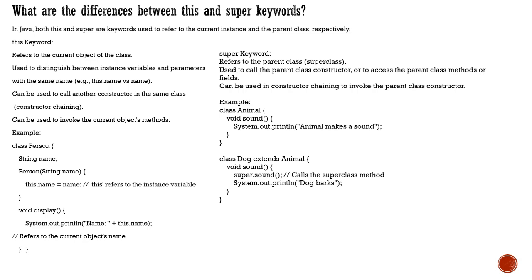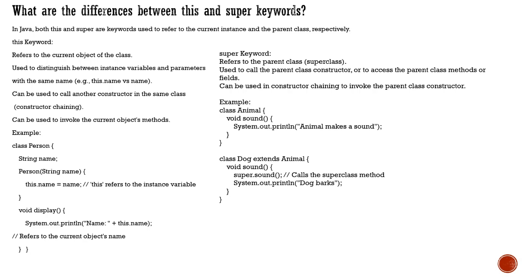Now, the very first question is: what is the difference between the this and super keywords? The this keyword is used in the context of the current instance, while super is used to refer to the parent class. When we refer to the current object of a class, this is used. We use it to differentiate between the instance variable and the parameter which is passed with the same name, in a method or constructor. That is how we differentiate.